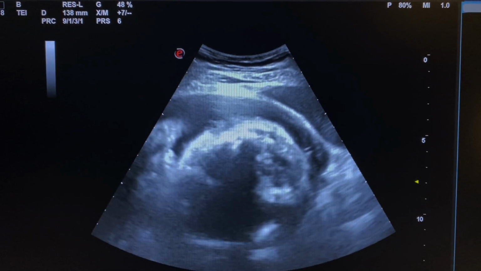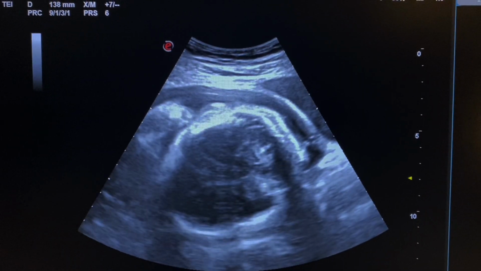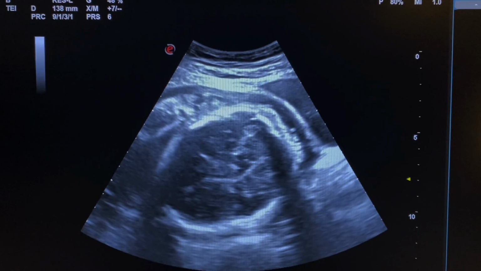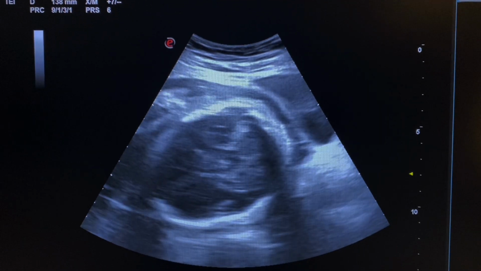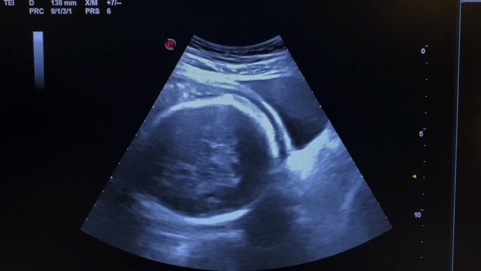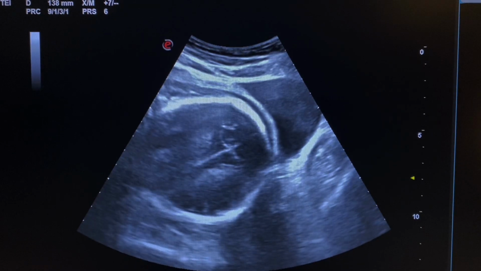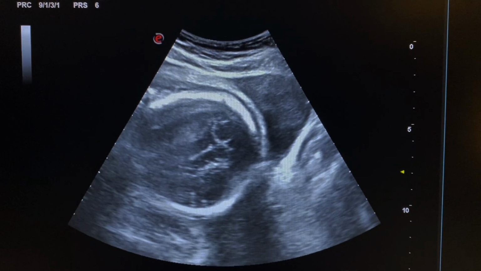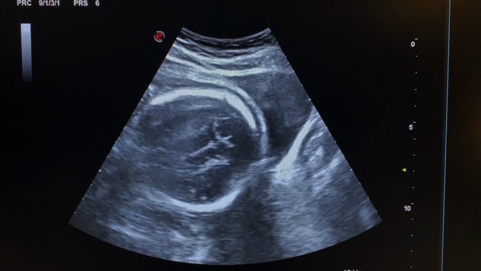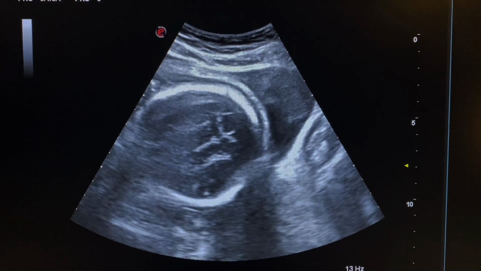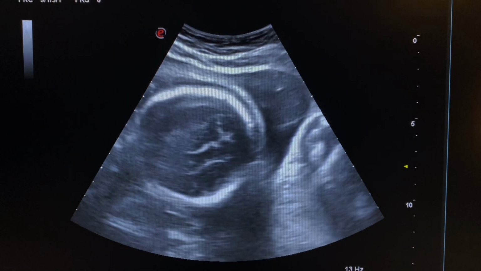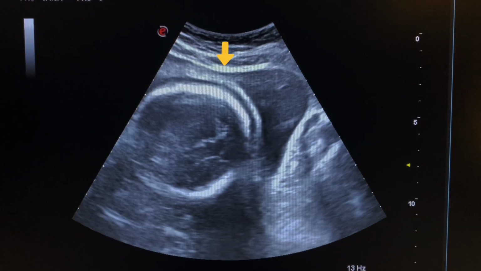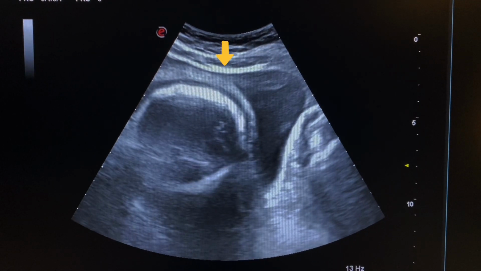A 31-year-old female came for obstetric ultrasound. She is worried about the growth of the fetus, as she had already done an ultrasound and they told her that the growth of the fetus is compromised. Now we start scanning.